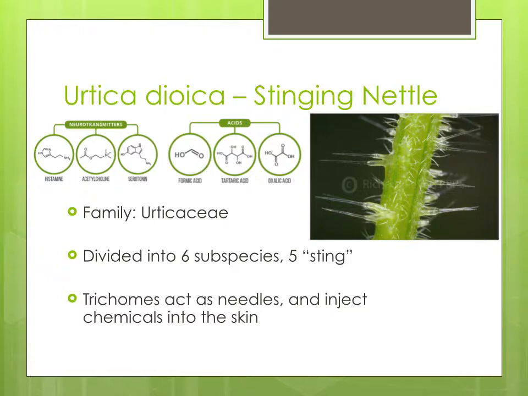This species has been split up into 6 different subspecies, 5 of which are known to sting and cause an annoying itchy rash. The sting that it gives off is caused by modified trichomes on the leaves and stem, which act like hypodermic needles, injecting a chemical cocktail into your skin when touched. Neurotransmitters such as histamine, acetylcholine, and serotonin cause inflammation and pain, while formic, tartaric, and oxalic acids are thought to extend the pain duration.